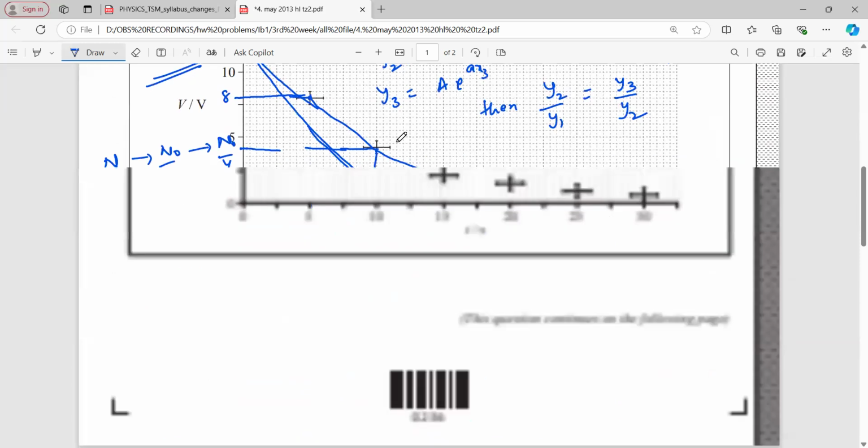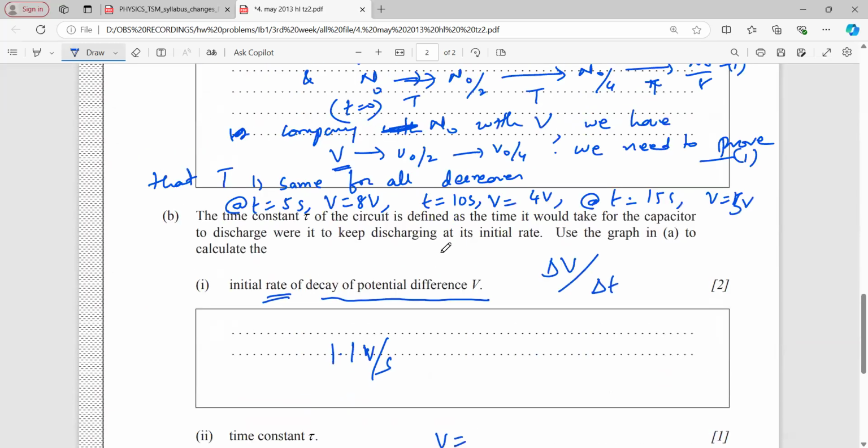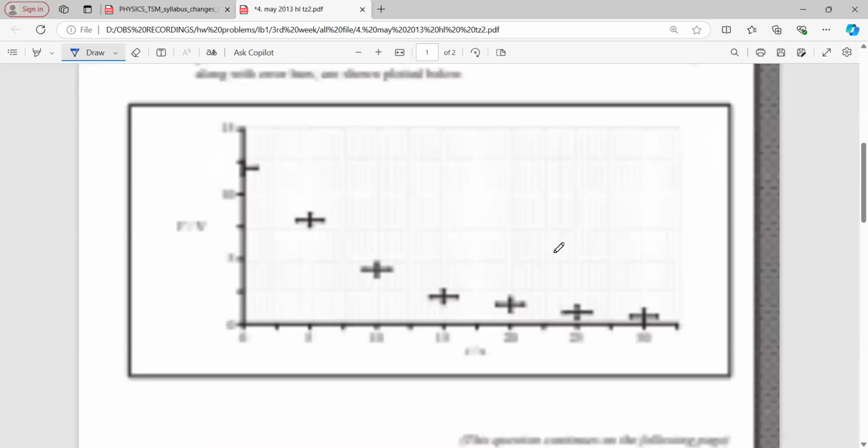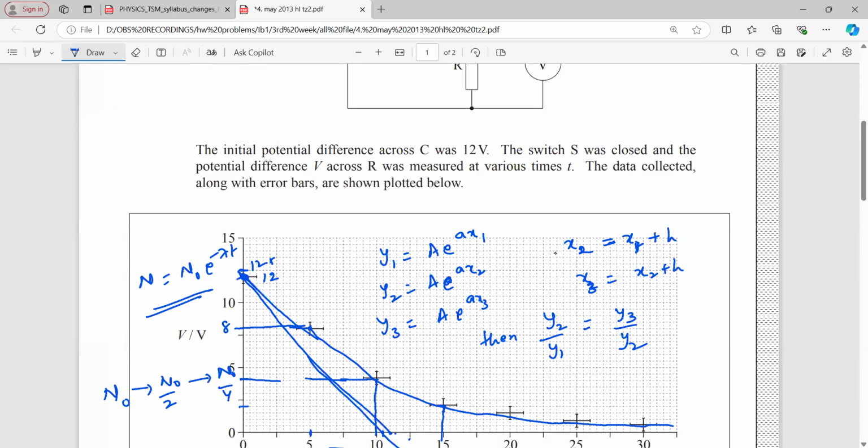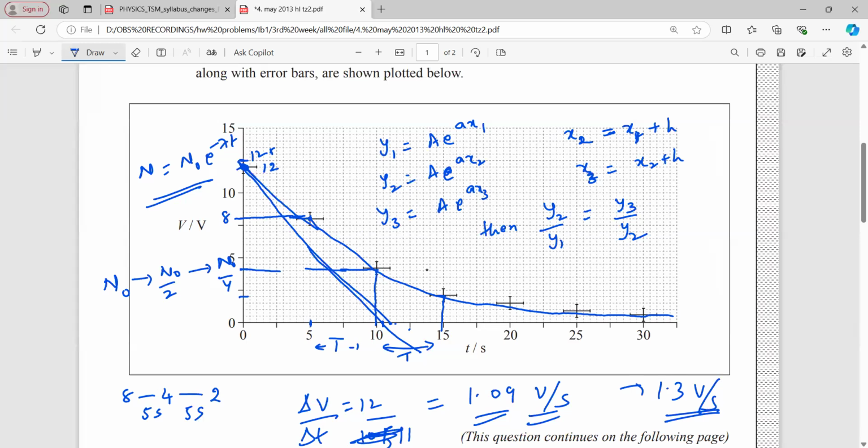Okay, let me read the question first. What is time constant? The time constant of the circuit is defined, okay, it's already given here. It's defined as the time it would take for the capacitor to discharge, were it to keep discharging at its initial rate. If the capacitor was discharging at the same rate, then the time required to completely make the voltage zero.